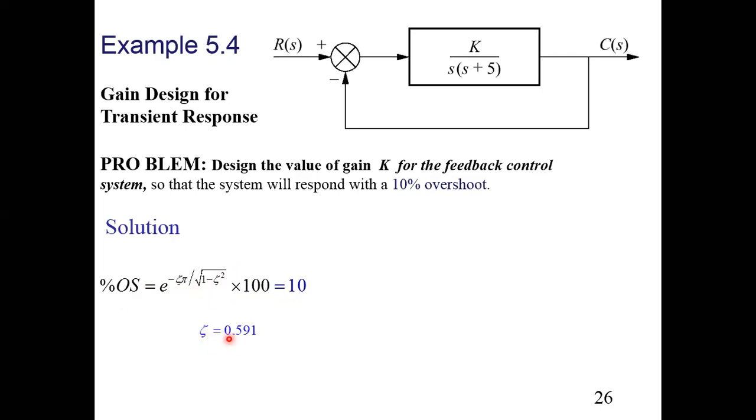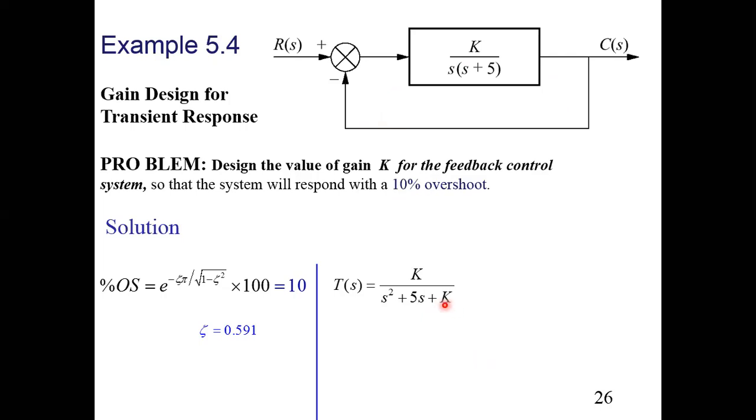So we can find the value of zeta, that is 0.591. Taking natural log on both sides, then cross multiplying and taking the square. This is simple calculus that will be used. This is the second order system that is found by applying the formula of the closed loop feedback system.